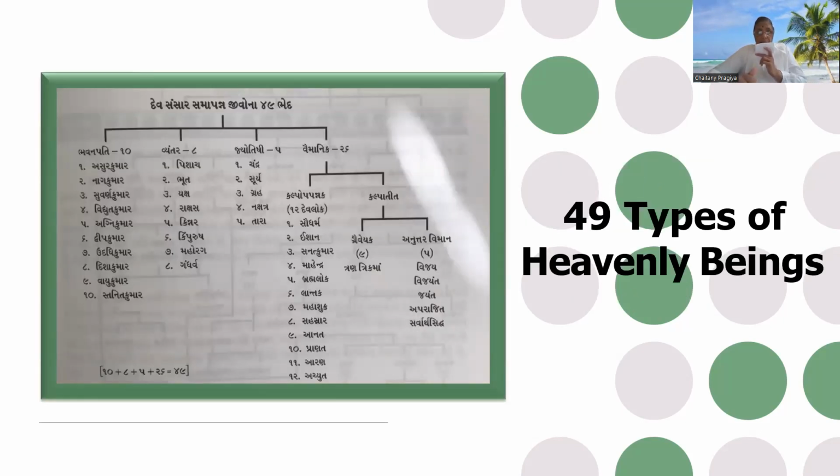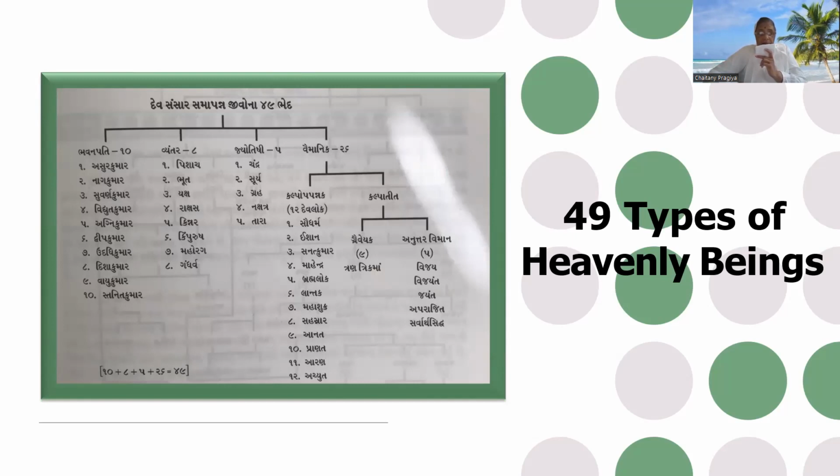Now we would see that 49 types of heavenly beings, all the celestial beings, are counted and identified with all clarity. You can see that all the deities are divided into 4 categories. One is called Bhavanpati, second is Vyantar, third is Jyotish, and fourth is Vaimanik. Bhavanpati are those deities who are living in houses like us, and they are of 10 types.